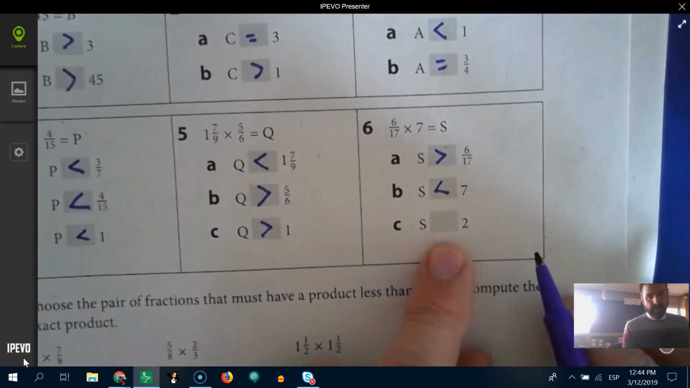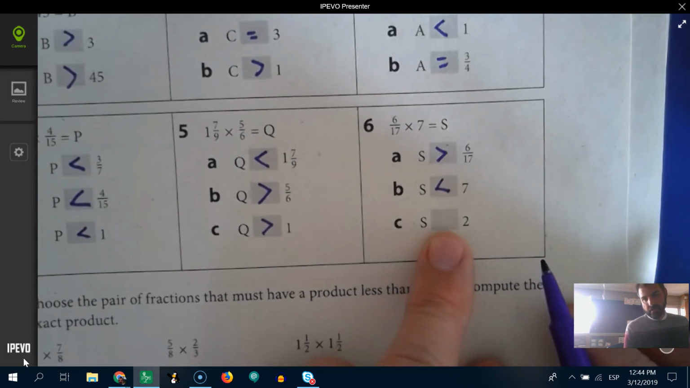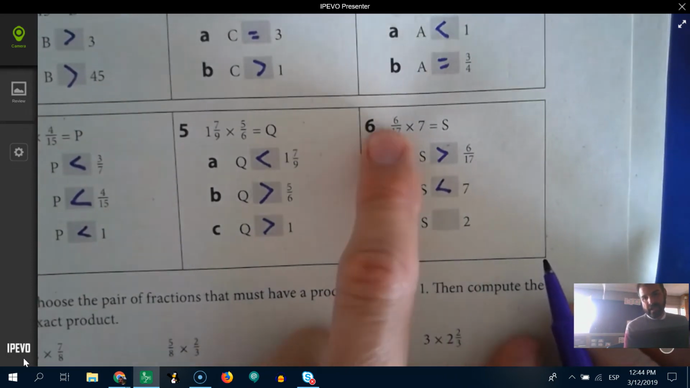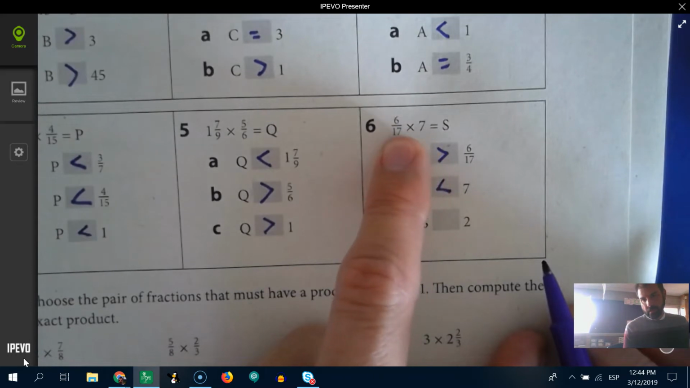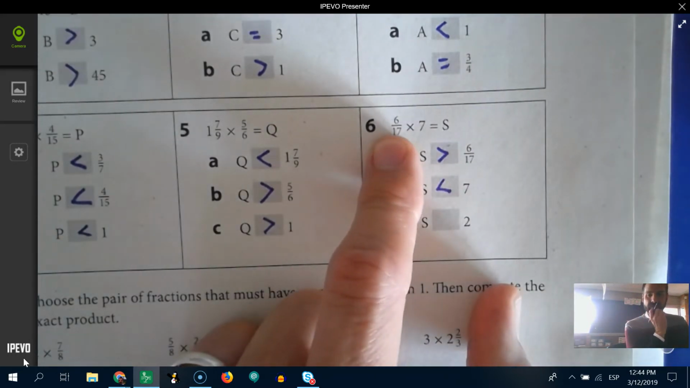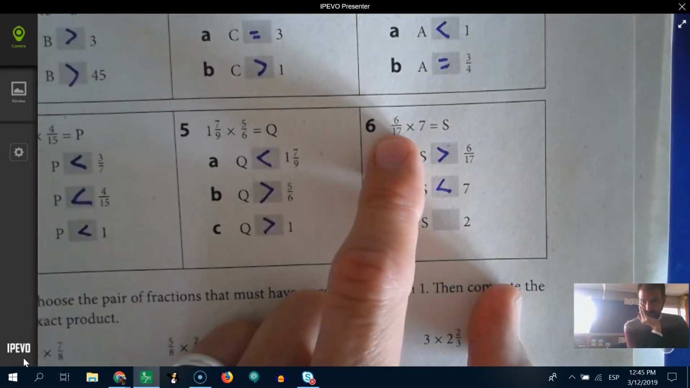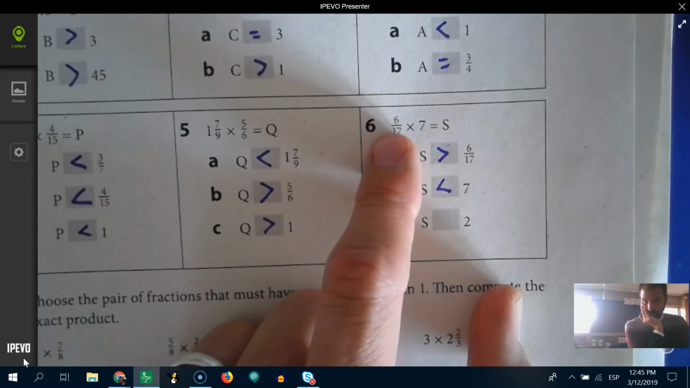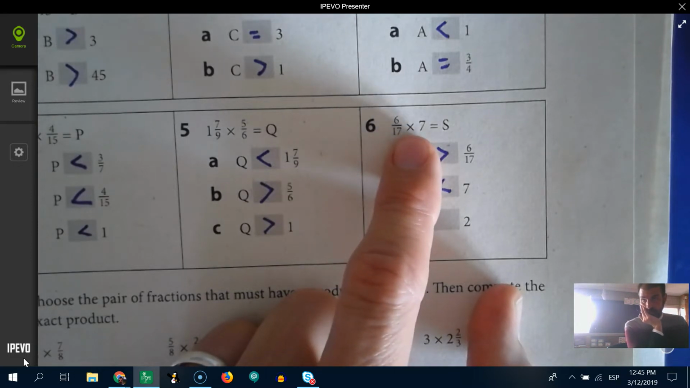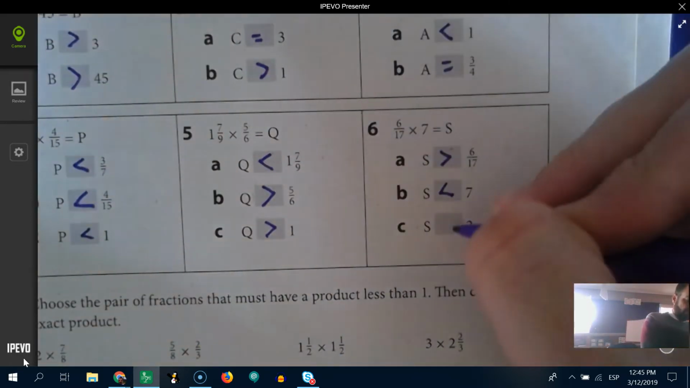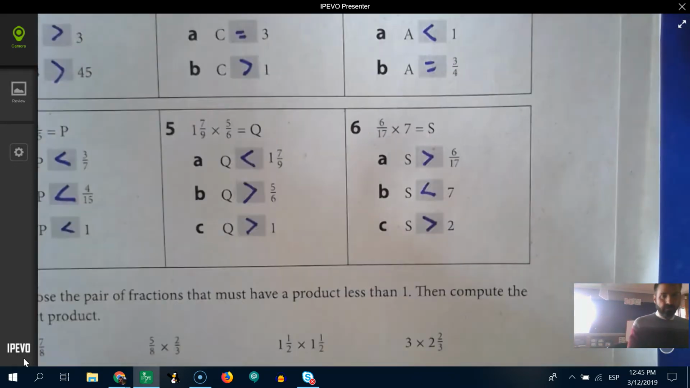And is S going to be greater than 2? Half of 7 is greater than 2. 6/17 is almost like 1/3, because 6/18 would be 1/3, so it's a little bit over 1/3. 7 times 1/3 would be 2, so yes, it's going to be greater than 2.